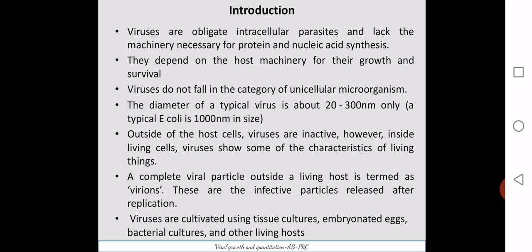And when you go to the structure and other details, these are very tiny, microscopic particles, not observable even through a light microscope. You need an advanced type of electron microscopy. They have a range of 20 to 300 nanometers. It's much smaller than a bacteria.